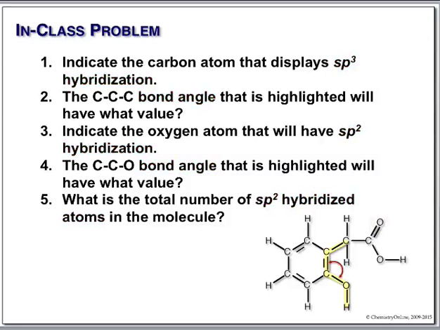Another bond angle here, CCO. So we're looking at this bond angle like that. What would that be? 120. Again, this is an sp squared system, isn't it? It must be trigonal at 120. And finally, how many sp squared atoms do we have in this compound?